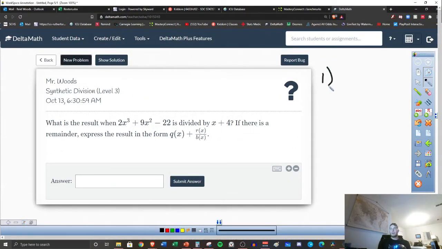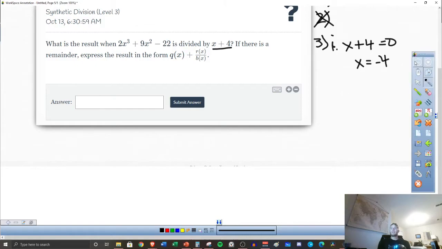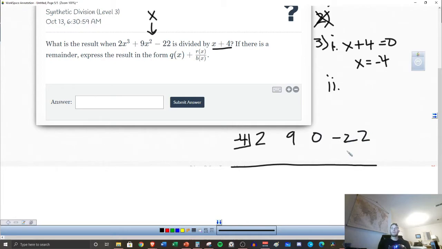So first off, step 1, is it in the form x minus r? Yes, and all these will be, by the way. So let's go ahead and find the 0, which is x plus 4 equals 0. That's going to be x equals -4. All right. Then we're going to put it into the synthetic division table. So we have -4. We're going to write out the coefficients: 2, 9. Then it's not 22. See how this is missing the x term? We need the 0 as the placeholder. -22.